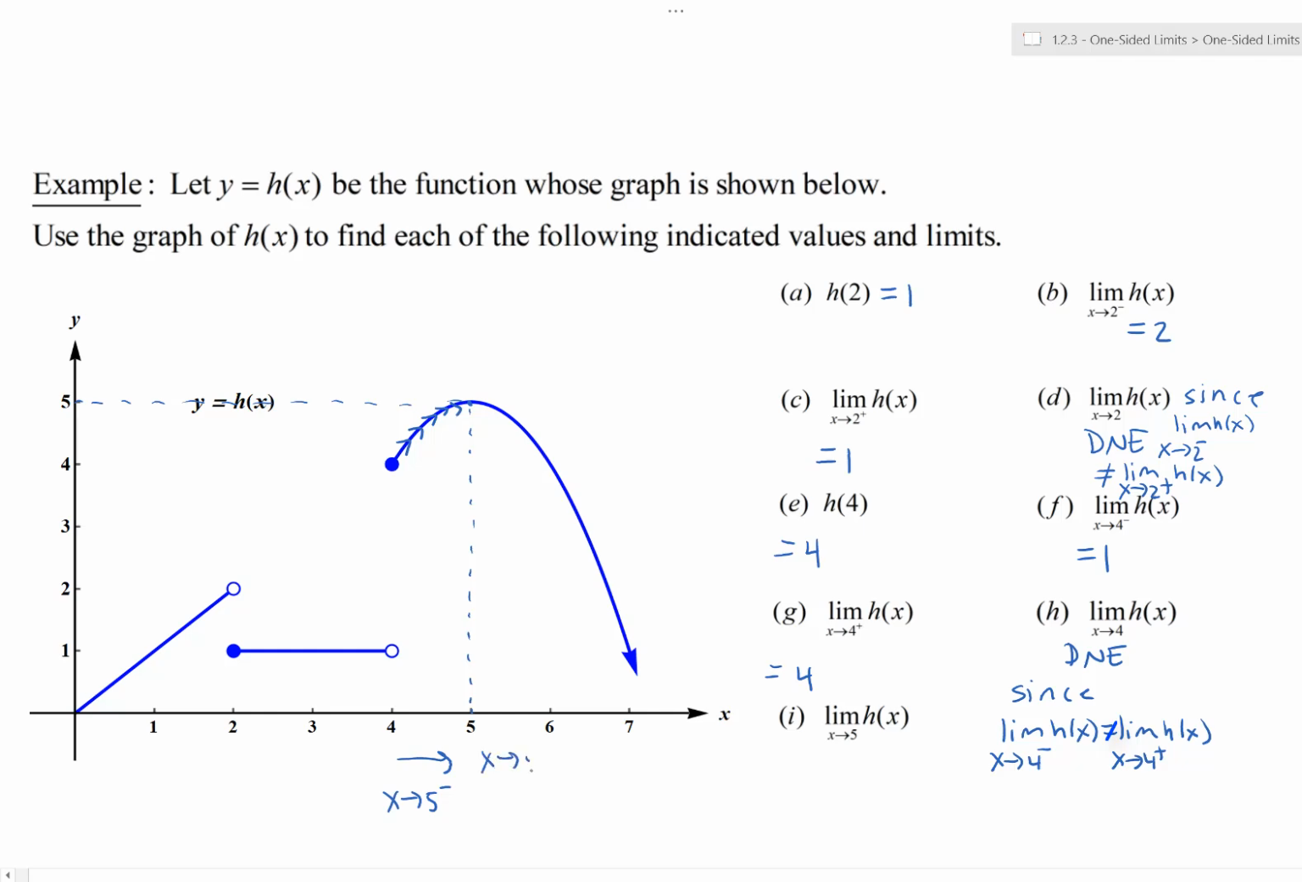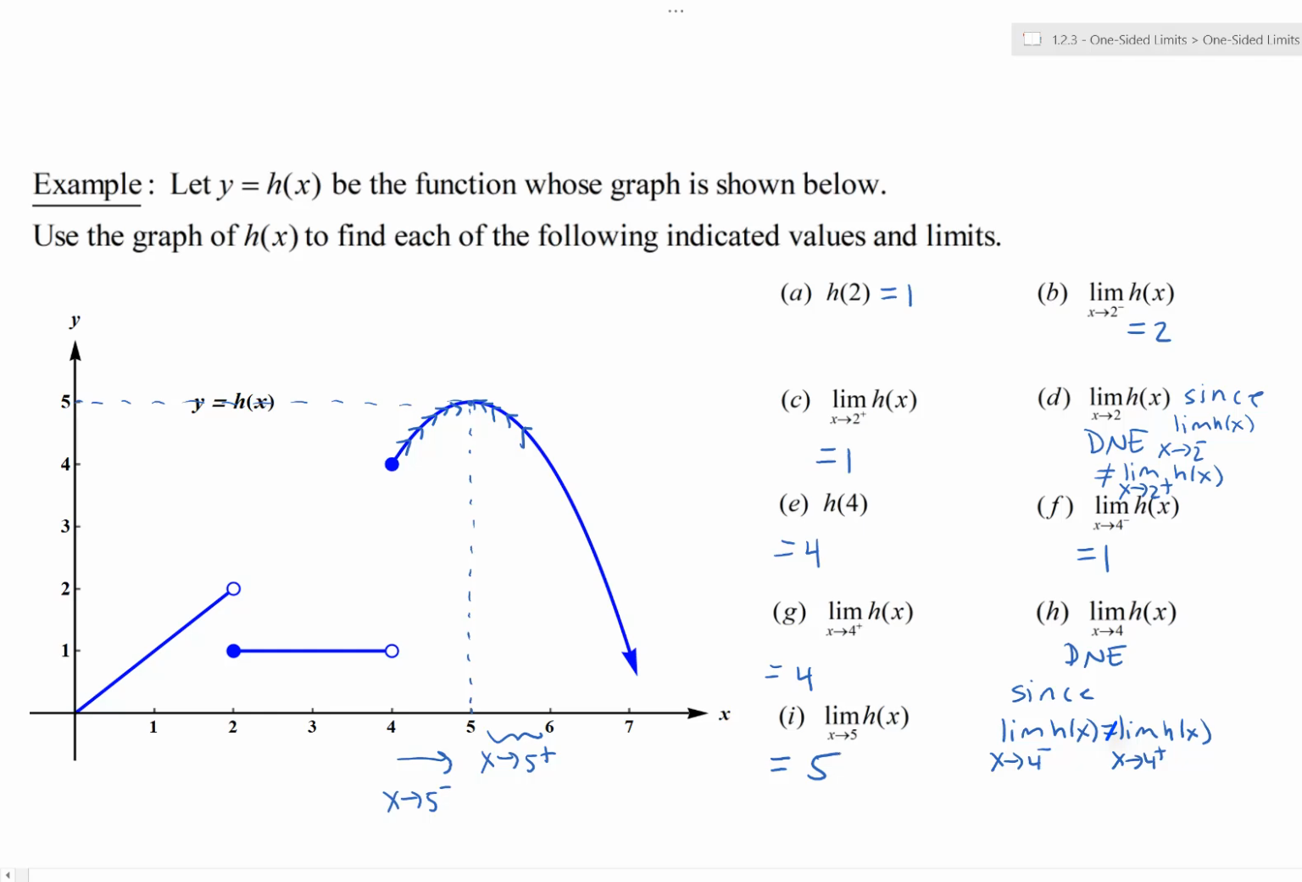As x goes to 5 from the right, that's this part right there, what's my function doing? Getting closer and closer to 5. And hence, in this case, the left and right side limits are the same thing. And hence, limit as x goes to 5, two-sided limit of h of x exists, and it actually equals 5 here.